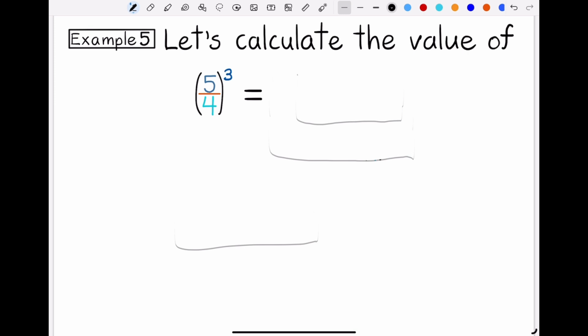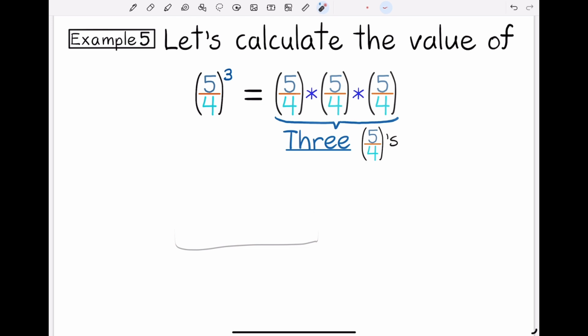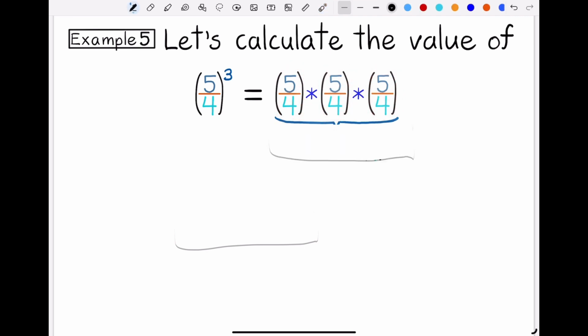Now let's calculate the value of 5/4 to the third power. And let's expand this expression as our first step. Since our base is 5/4 and our exponent is 3, that means we're multiplying three 5/4s together. So after we expand the expression, it looks something like this. And now we're multiplying 3 fractions together. So we need to multiply the 5's on top to get our numerator, and then we multiply the 4's on the bottom to get our denominator. So after we do that step, it looks something like this.